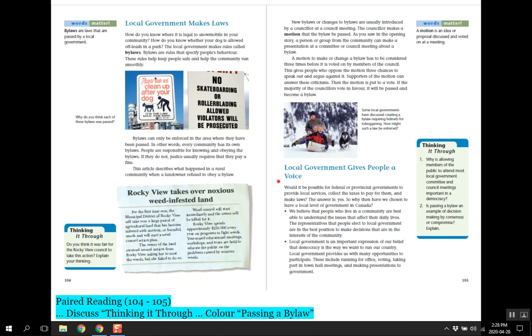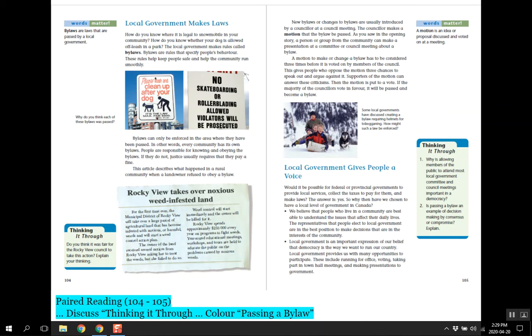Local government gives people a voice. Would it be possible for federal or provincial governments to provide local services, collect the taxes to pay for them, and make laws? The answer is yes. So why then have we chosen to have a local level of government in Canada? We believe that people who live in a community are best able to understand the issues that affect their daily lives. The representatives that people elect to local government are in the best position to make decisions that are in the interest of the community.